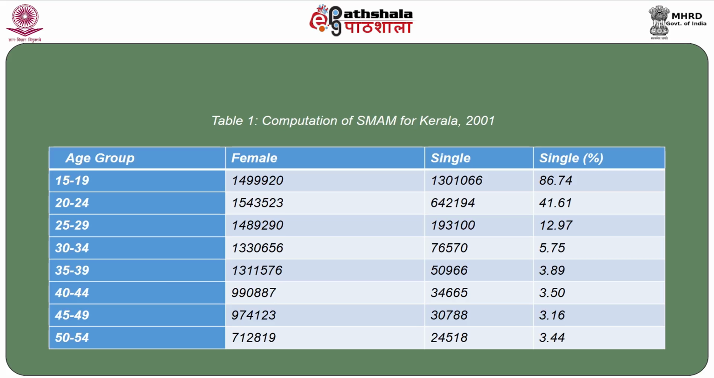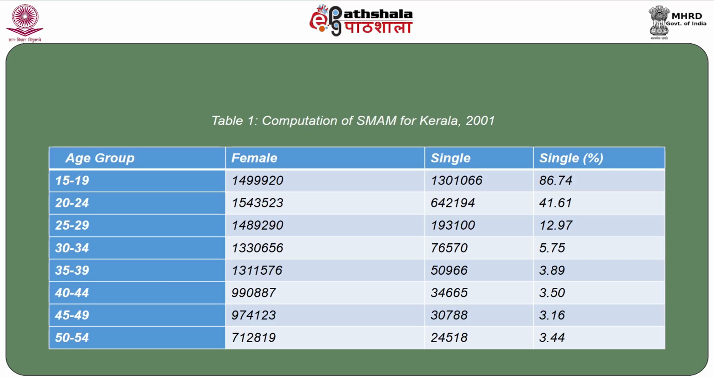The second column gives the female population. The third column gives the population single of the females, and then the last column gives the percentage of single by each age group. Look at the last column. In the age group of 15 to 19, 87% of the females were single, and this proportion of single females reduced from 87% to 42% by 20-24.